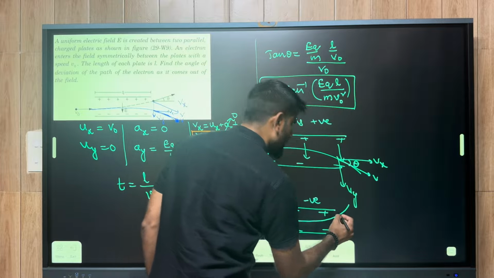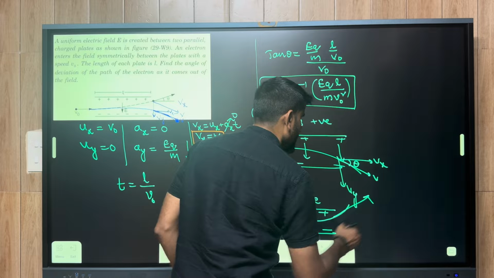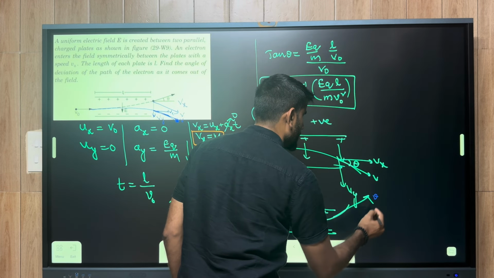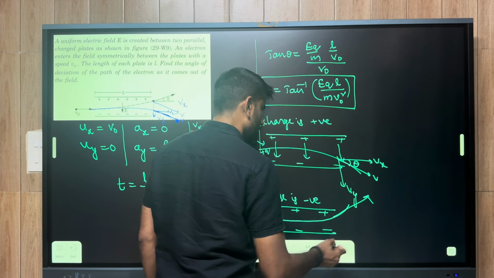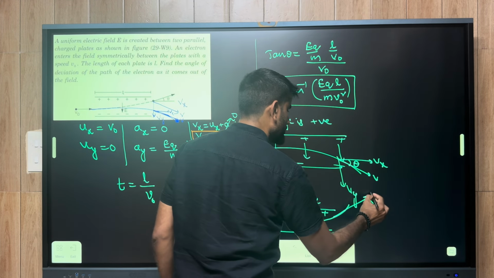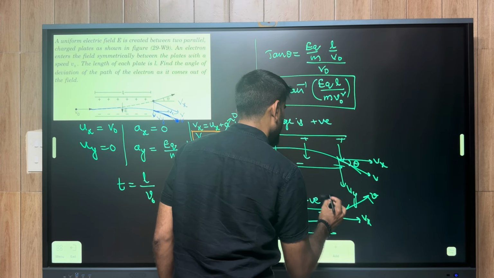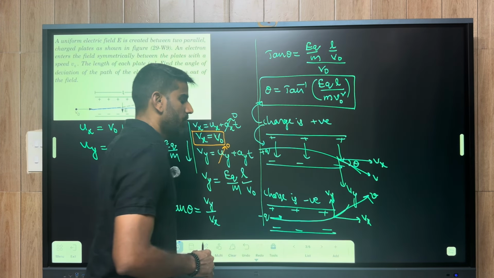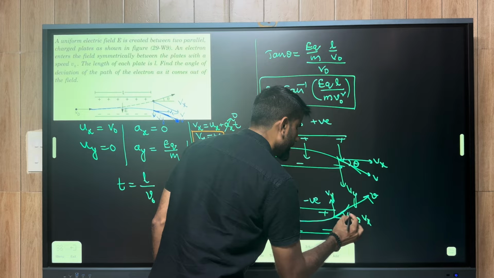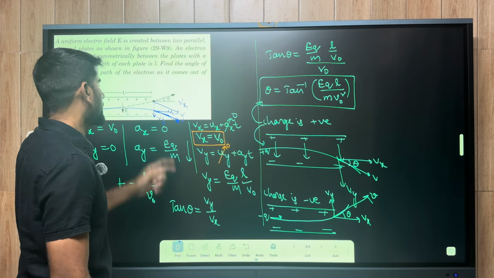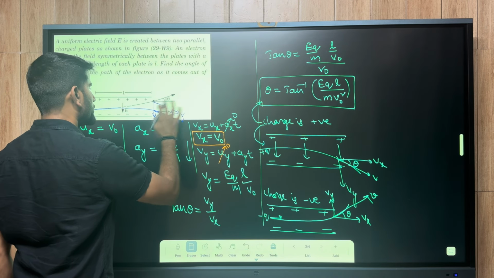In this case, the velocity will be this one, V, and we have Vx and Vy. This will be our angle theta, as you are asked here. I'm going to take this entire thing off.